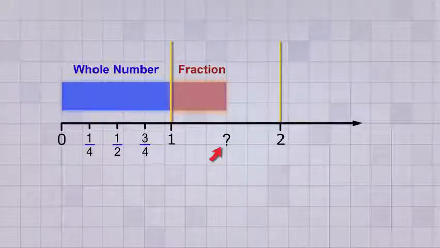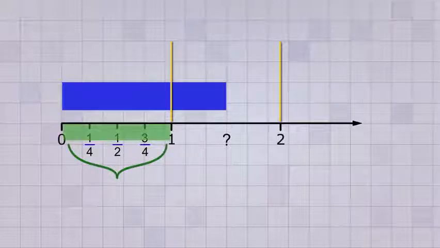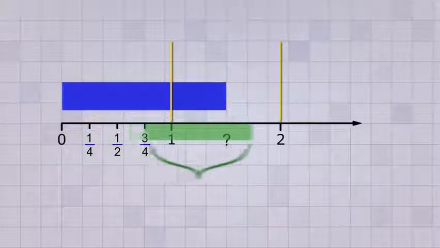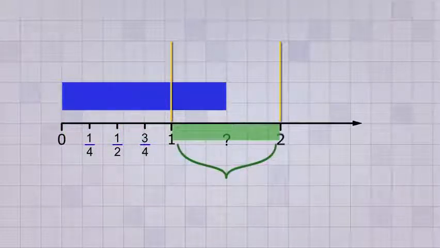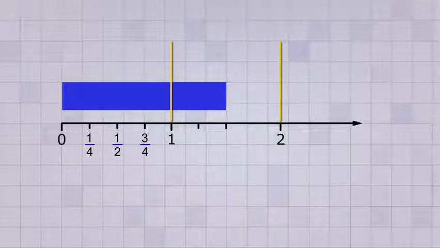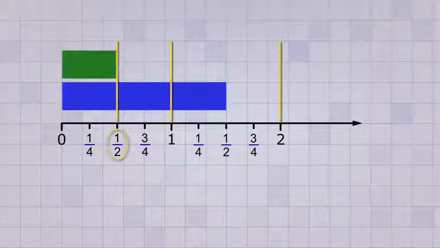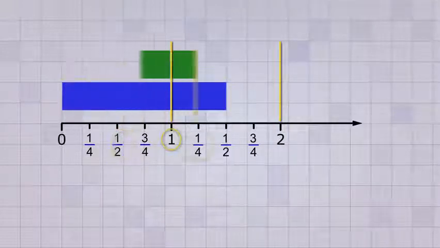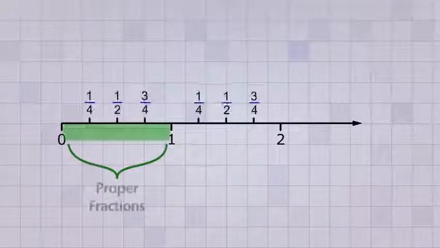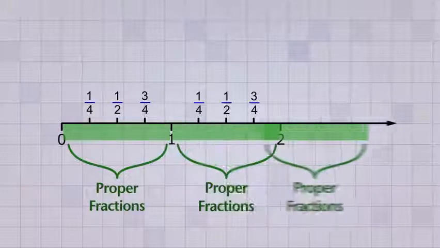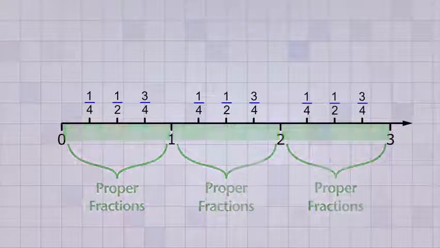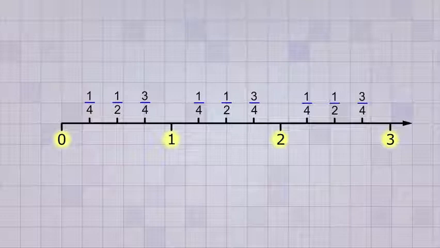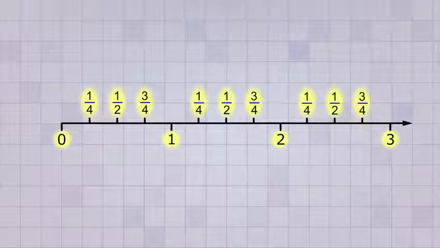To figure out what that fraction will be, notice that the space between the 0 and the 1 is the exact same length as the space between the 1 and the 2. That means if we divide the space between 1 and 2 into fractions, they'll be the same as the fractions between 0 and 1, the proper fractions. So this rectangle is 1/2 long, and this rectangle is 1½ long. It's like the proper fraction region is repeated between any two whole numbers. So while our number line counts whole numbers, in between each whole number, it also counts proper fractions.